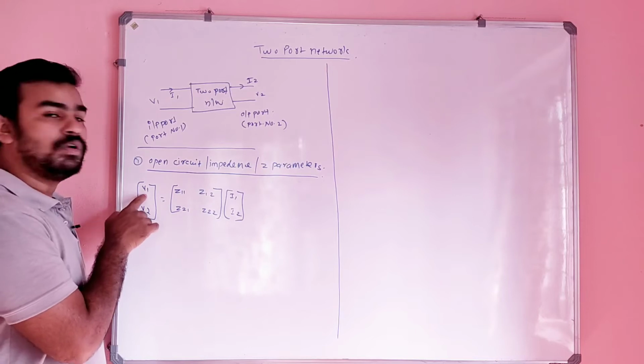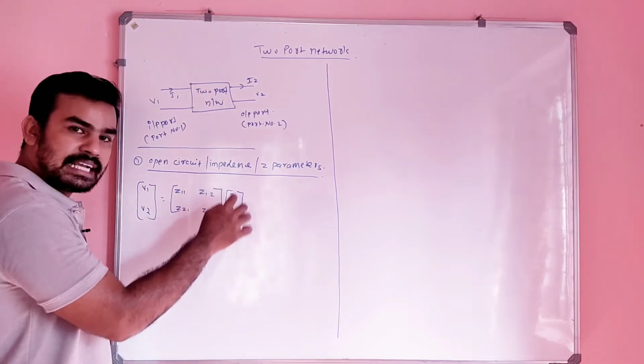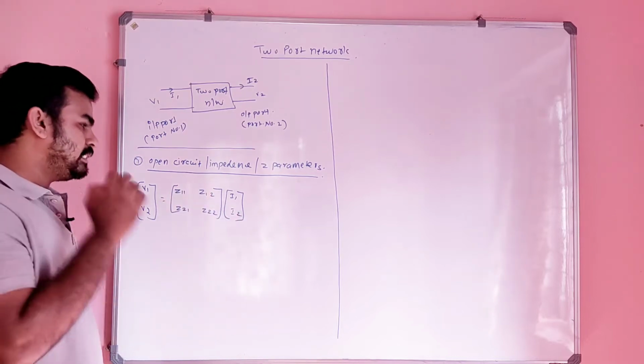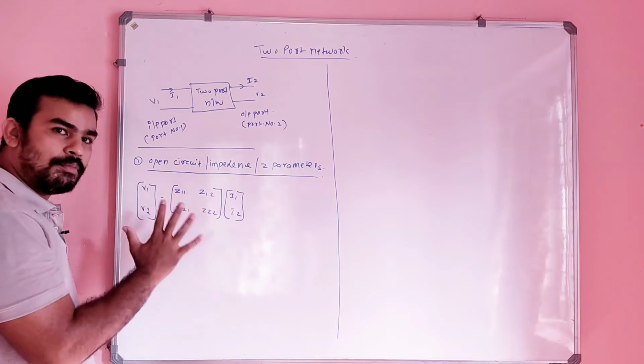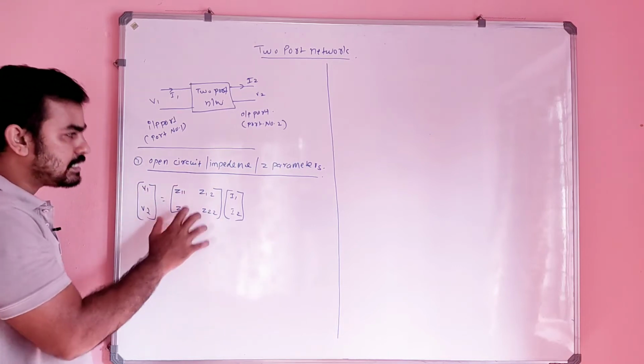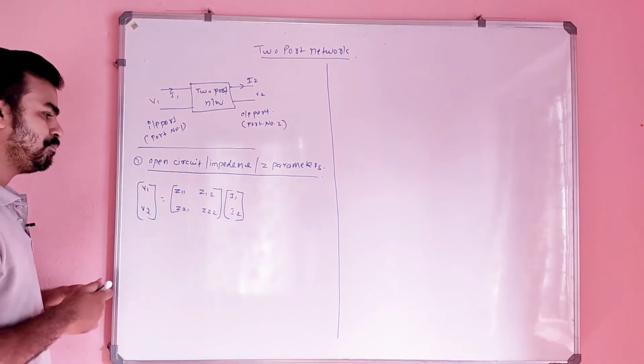This is nothing but the voltage matrix. This is nothing but the impedance matrix, and this is nothing but the current matrix. Suppose a two-port network is represented in this manner, then this is called the open circuit impedance or Z parameter. Let's see one by one.